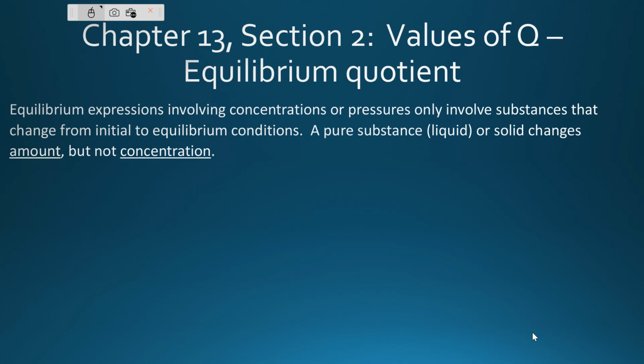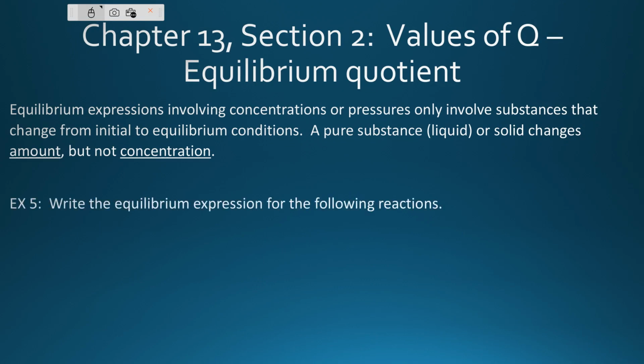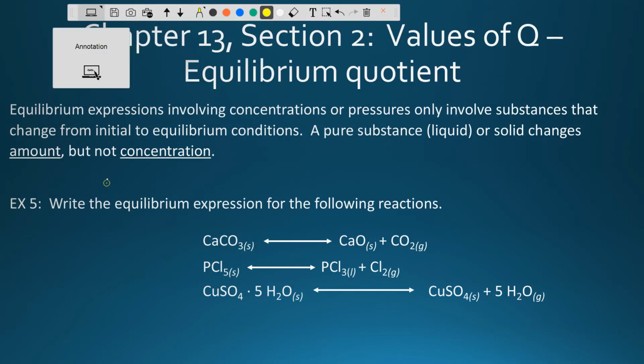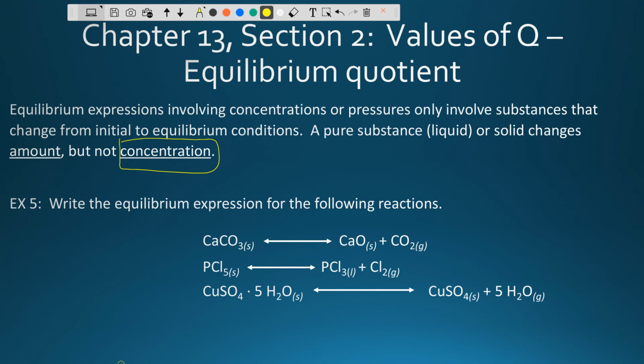Equilibrium expressions do involve concentrations or pressures, as we saw in the last problem, that only involve substances that change from initial to equilibrium conditions. Remember that pure substances, a liquid or a solid, really change the amount, but never the concentration. So if I was going to take a look at these three types of examples and write an equilibrium expression for them, here's where those states of matter really play a factor. Remember, they don't affect the concentration of anything along the way.